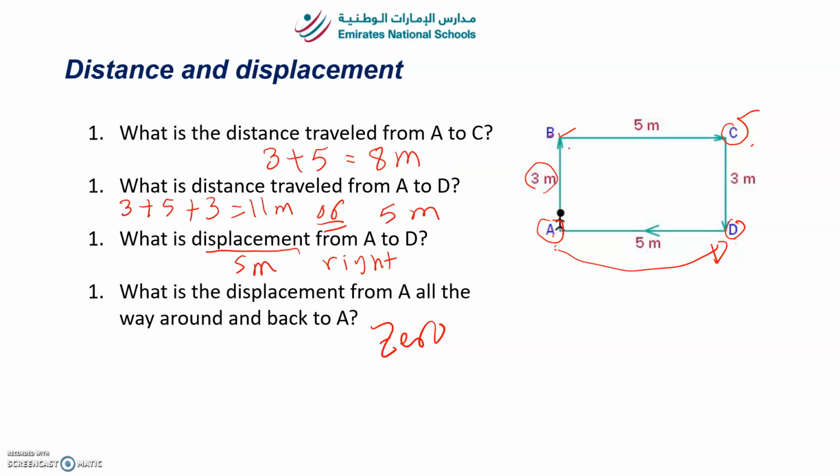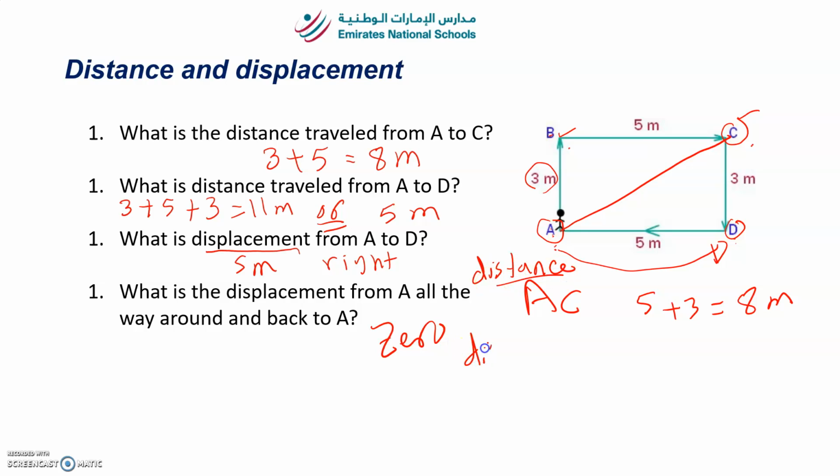If the question, for example, asks what is the distance from A till C, I can go 5 plus 3, which will give me 8 meters. This is the distance. How about the displacement from A till C? I start from A, I end at C. So from where we start to where it ends, this will be the displacement.